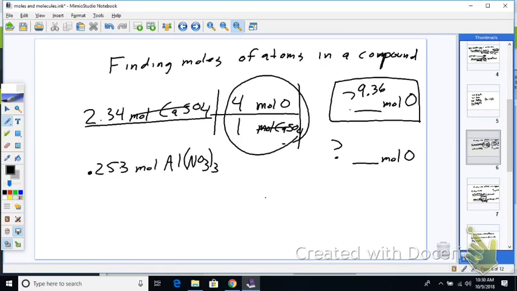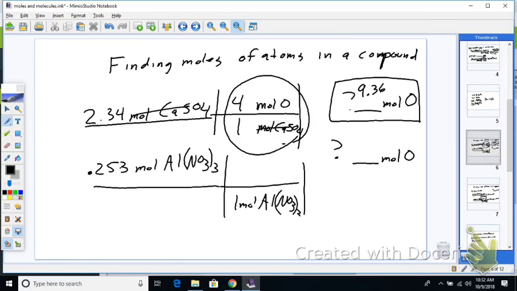So again, when you go from moles of oxygen to moles of the compound, it's a 4-to-1 ratio. So you go ahead and do the next one. You're going to go ahead and say, for every 1 mole of aluminum nitrate, that's the name of it, you guys will learn how to name these compounds later, you're going to have 9 moles of oxygen. Okay, so what was the answer on that? 2.277. So we'll go 2.28 moles of oxygen. Got it? Okay.